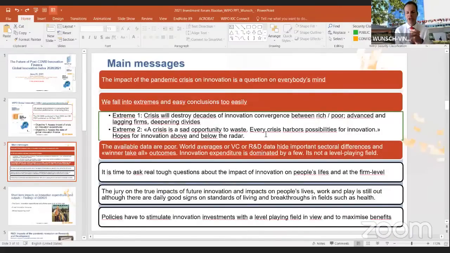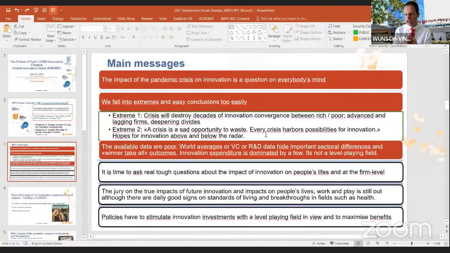Now, my main messages are more or less my personal reflections and might be an inspiration for future policy and academic work. Of course, everybody around the table is asked this famous question about the impact of the pandemic on the crisis. Everybody that works in this field is asked this, whether you are a VC, a policymaker, or an analyst. And in my humble opinion, we fall always into two widely disparate extremes with very easy conclusions, and we conclude too easily, too fast.